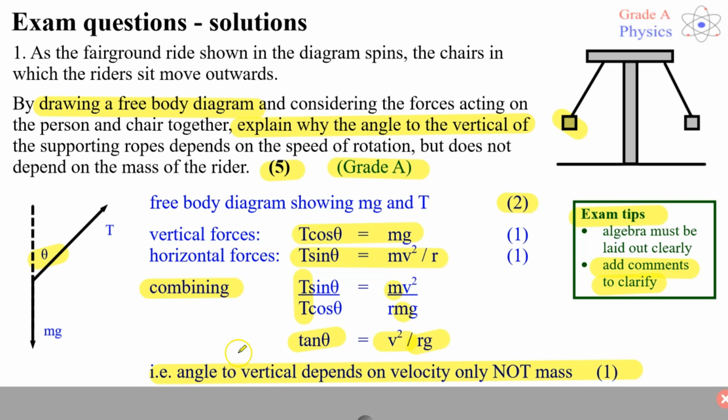So combining these together, and then certainly this final comment explaining what the algebra is telling us, the fact that the angle to the vertical is independent of the mass. So make sure it's very, very clear in terms of the structure of your answer.